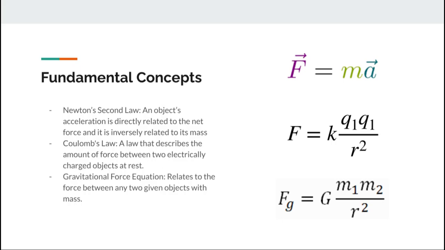The fundamental concepts that we'll be using for the lab are Newton's second law, which is up at the top right. An object's acceleration is directly related to the net force, and it's inversely related to its mass. Force equals mass times acceleration. Then Coulomb's law, which describes the amount of force between two electrically charged objects at rest. That one's in the middle. And then the gravitational force equation relates to the force between any two given objects with mass. That's the bottom right.